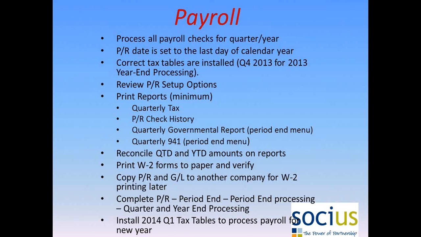And after you're sure everything's been reconciled and you have verified all of your amounts, then you would need to copy your payroll and general ledger to another company for W-2 printing later, as well as a historical copy of that year's data. At that point, you could complete the period end processing for that quarter and the year end. And then you would want to install the tax table update for 2014 Q1.